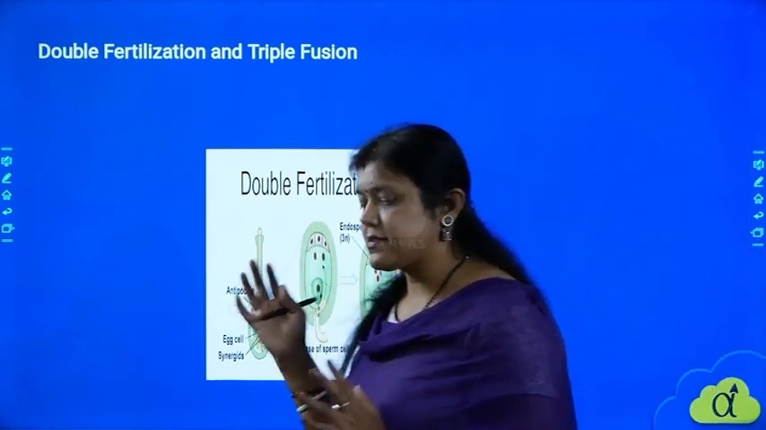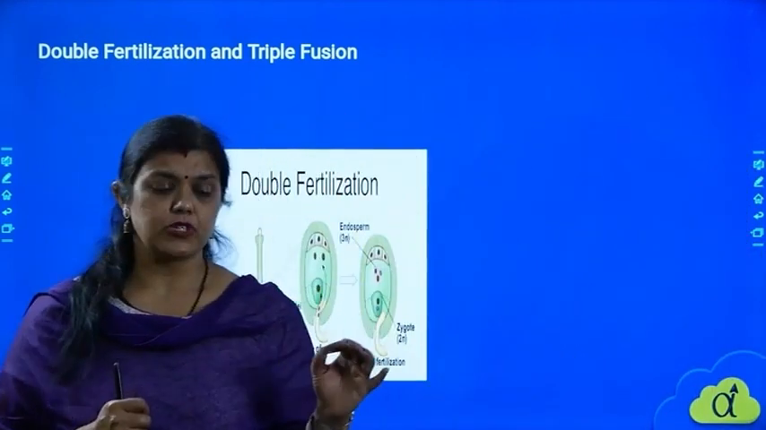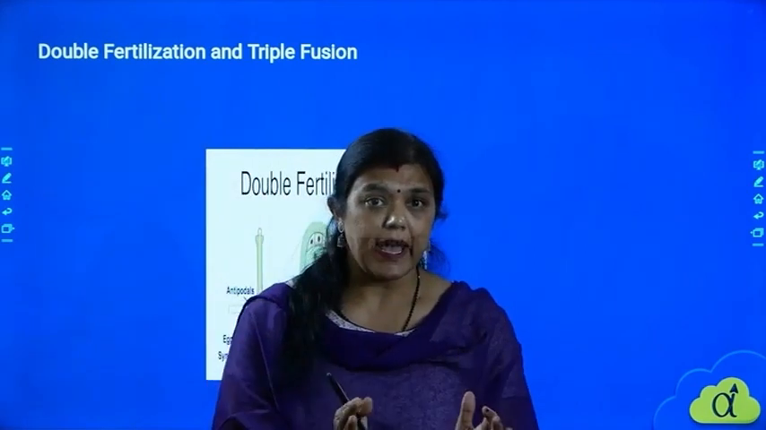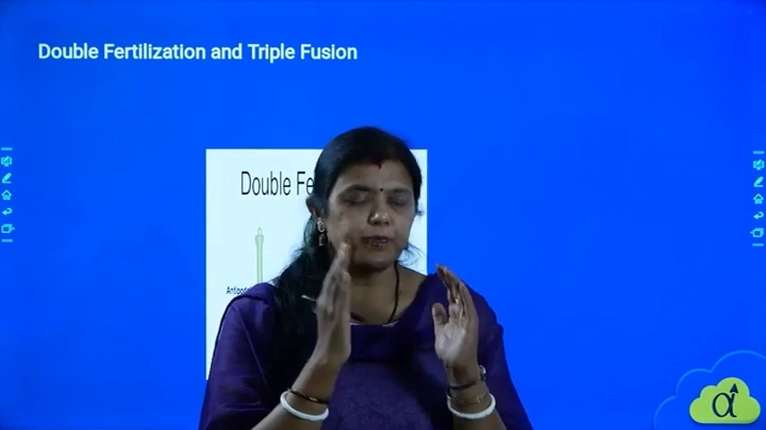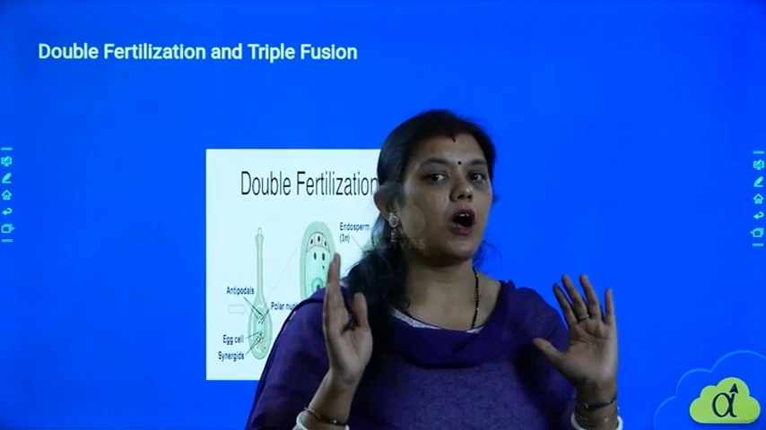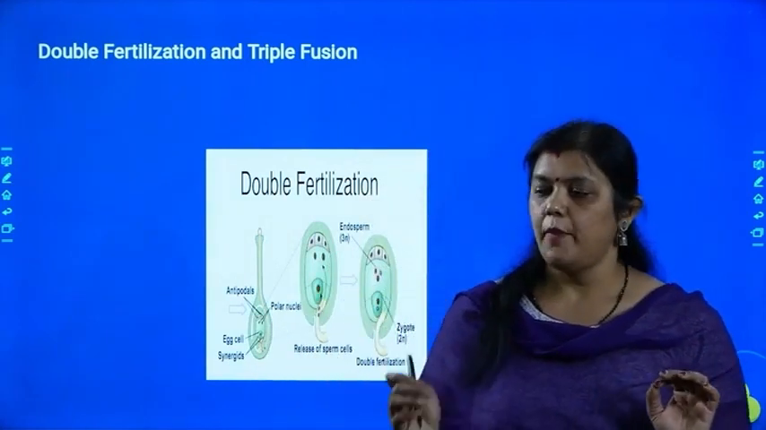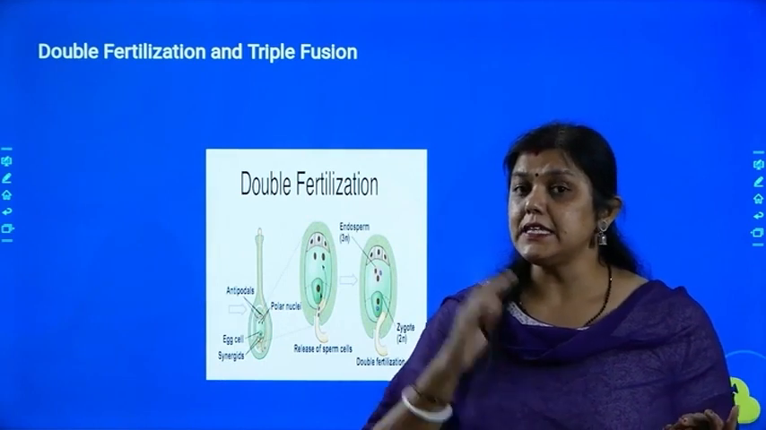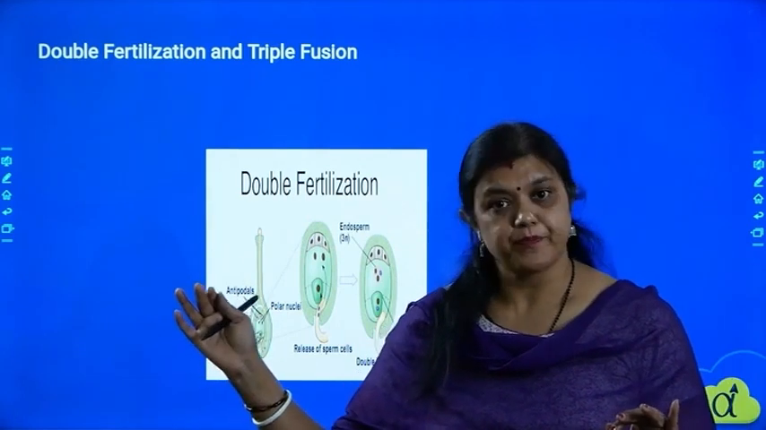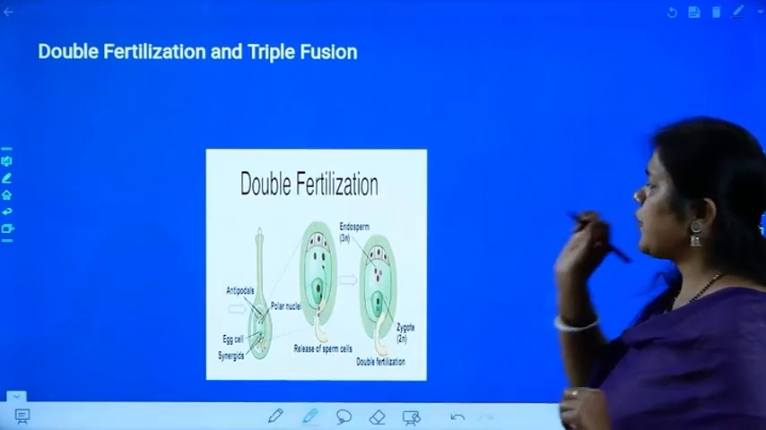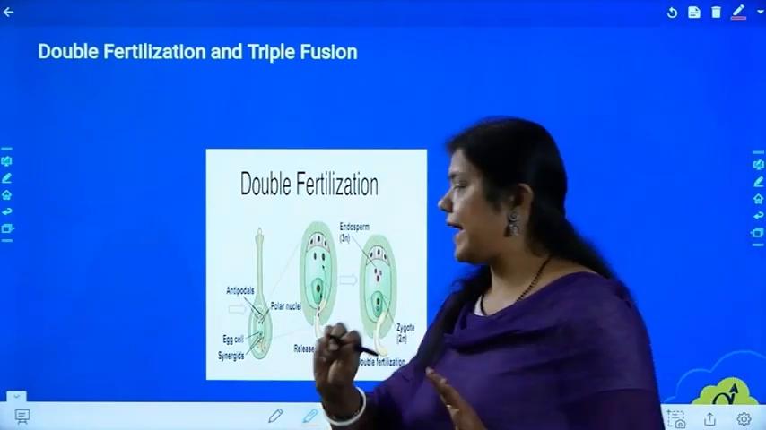Now, before I start with double fertilization and triple fusion, let me tell you one more thing very clearly: the embryo sac diagram should be very clear in your mind. You should not get confused about how an embryo sac looks, because once you know the structure of the embryo sac, you can easily understand the remaining steps. So, are you ready for this? First I'll quickly recall the embryo sac diagram.